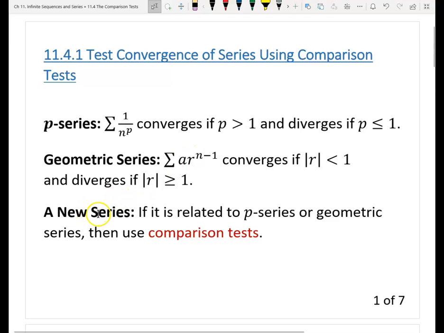Now, if we have a new series, how do you proceed? Of course, we have this obvious strategy. If your new series is related to a P-series or geometric series, we try to use a method we call the comparison tests. We will try to use the results from the P-series or geometric series. Then we have 2 types of comparison tests: the direct comparison test or the limit comparison test. Let me introduce the first.